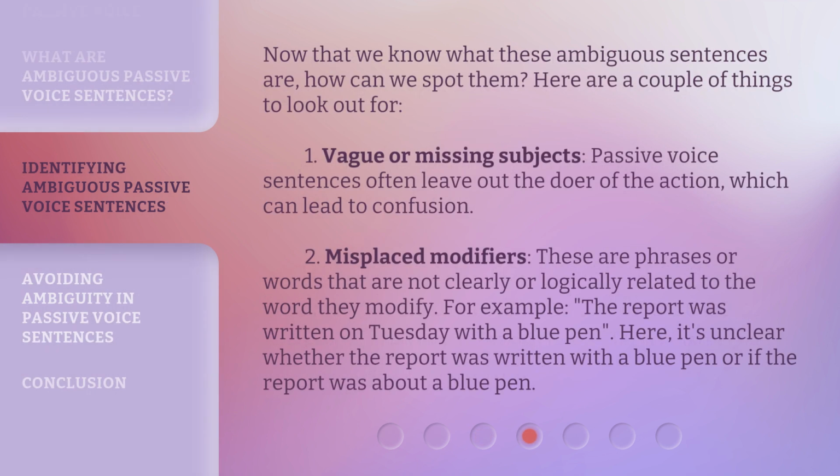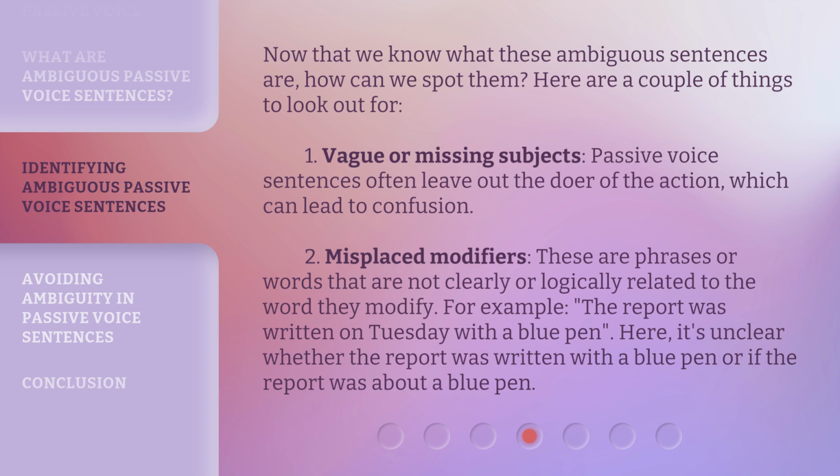Now that we know what these ambiguous sentences are, how can we spot them? Here are a couple of things to look out for. 1. Vague or missing subjects. Passive voice sentences often leave out the doer of the action, which can lead to confusion. 2. Misplaced modifiers. These are phrases or words that are not clearly or logically related to the word they modify.